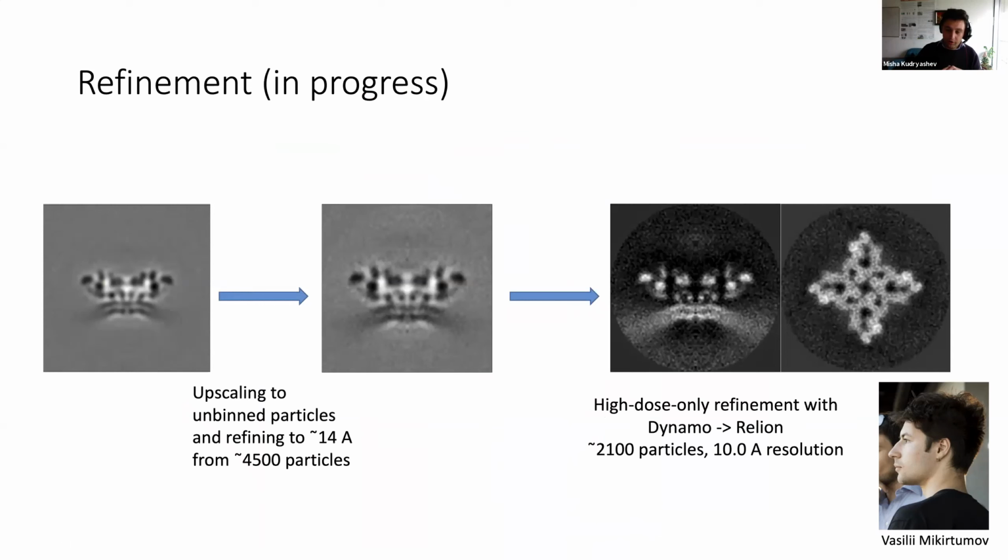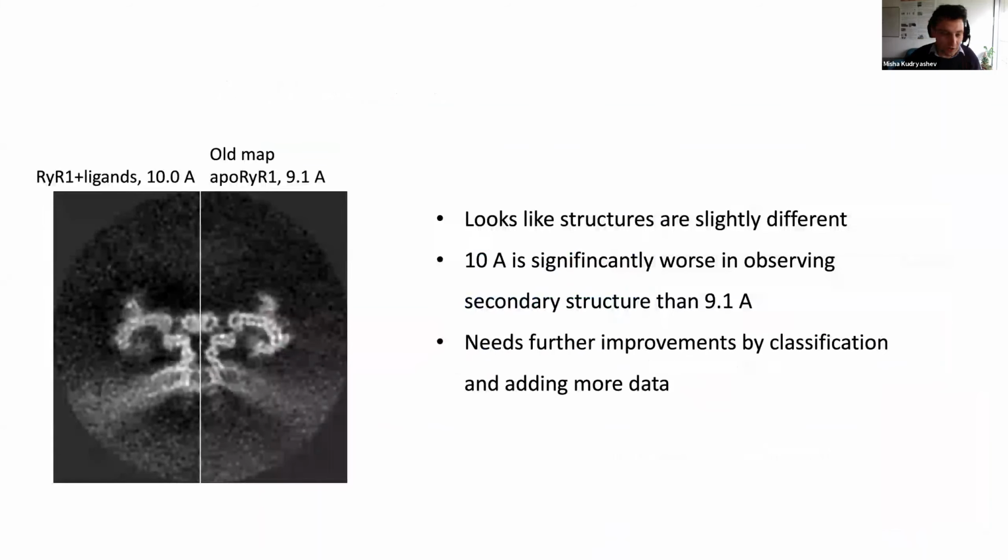And then when we only use the high dose images from high dose refinement, we use RELION for local refinement, and get a very nice reconstruction. We lose some particles on the way. We end up with 10.0 angstrom resolution. It seemed to have hints of secondary structure, but actually the map here on the left looks a little bit worse, and it's much more difficult to see secondary structure, alpha helices, in this map as compared to the previous map, which is displayed on the right. So we need to add a bit more data and play with the classification.